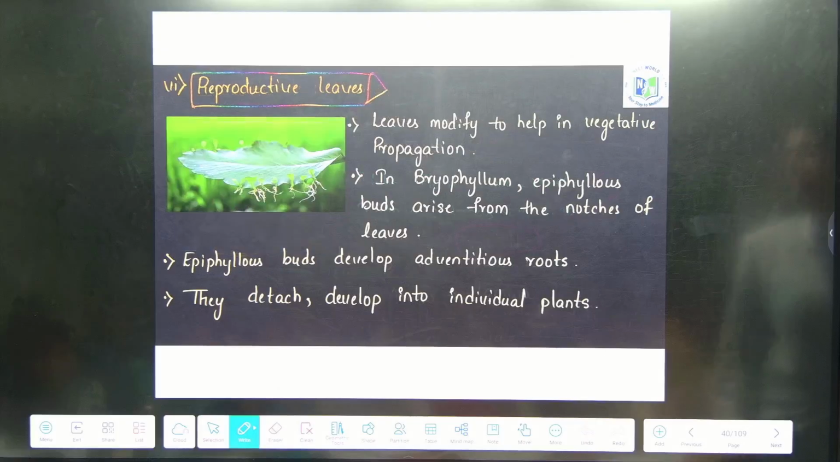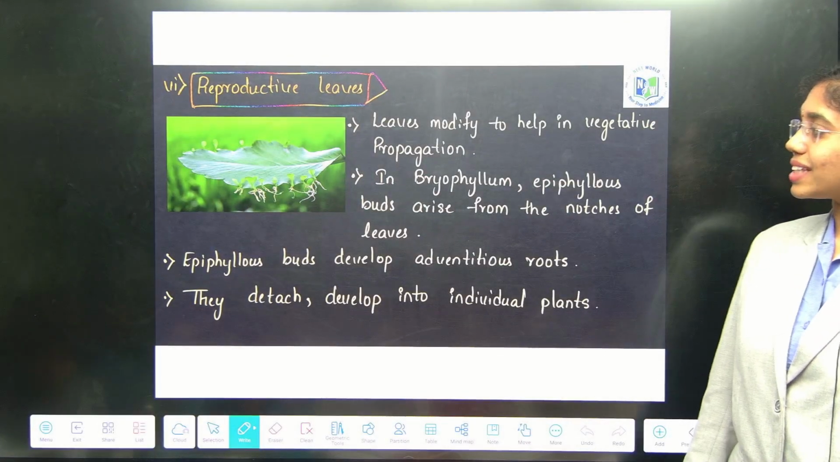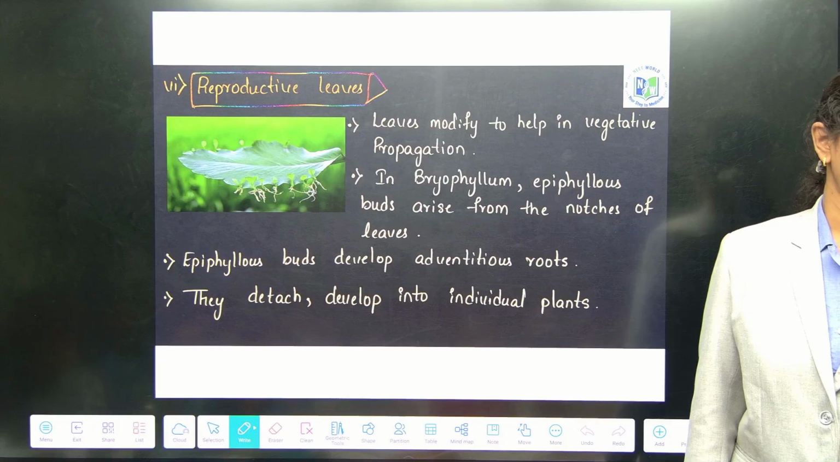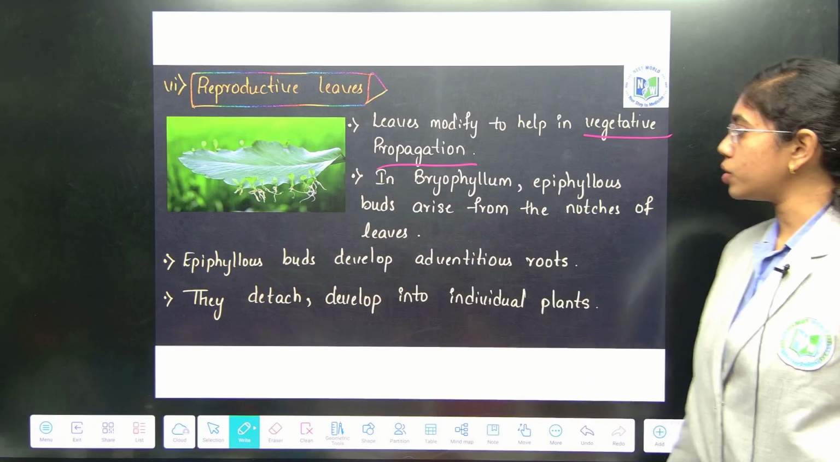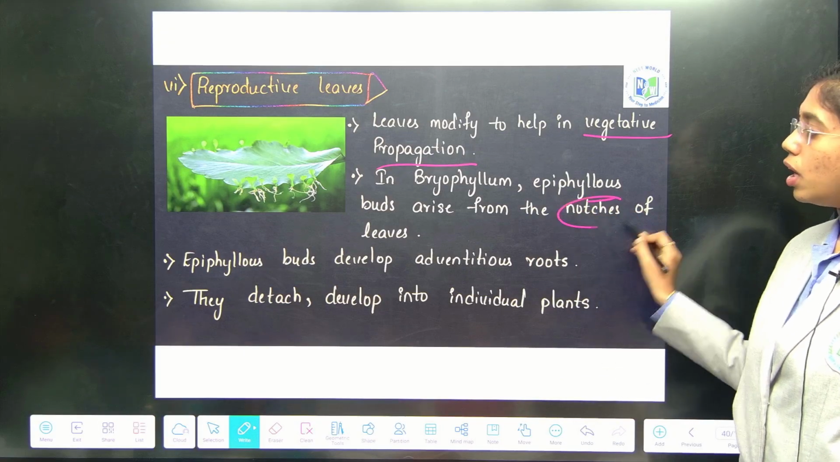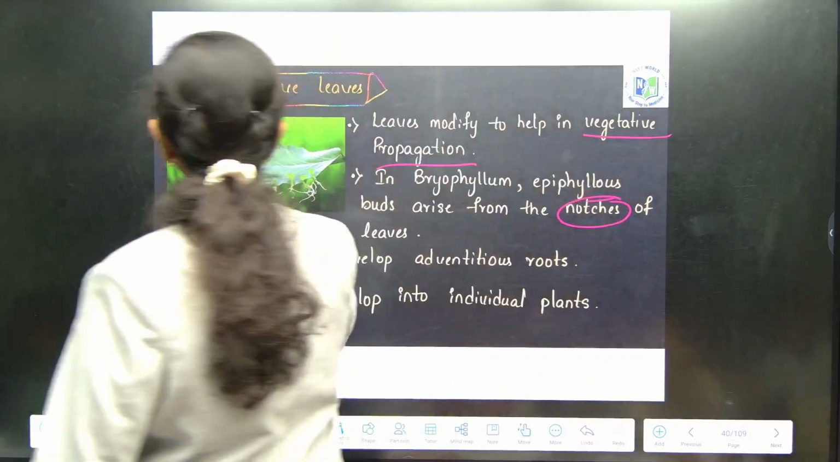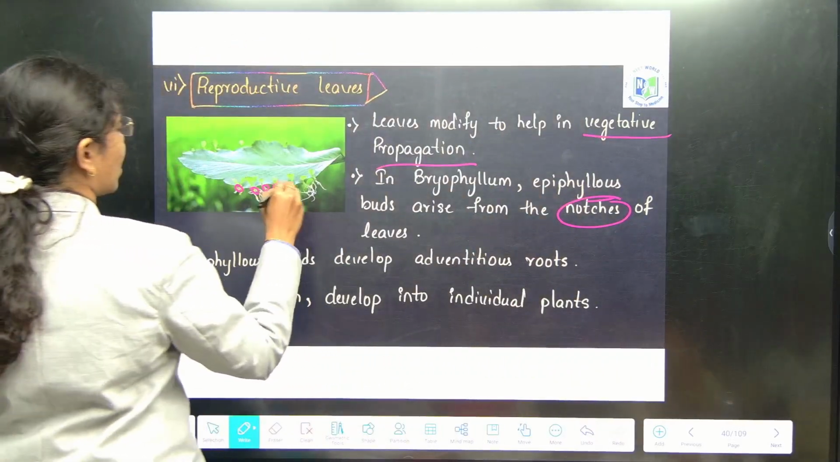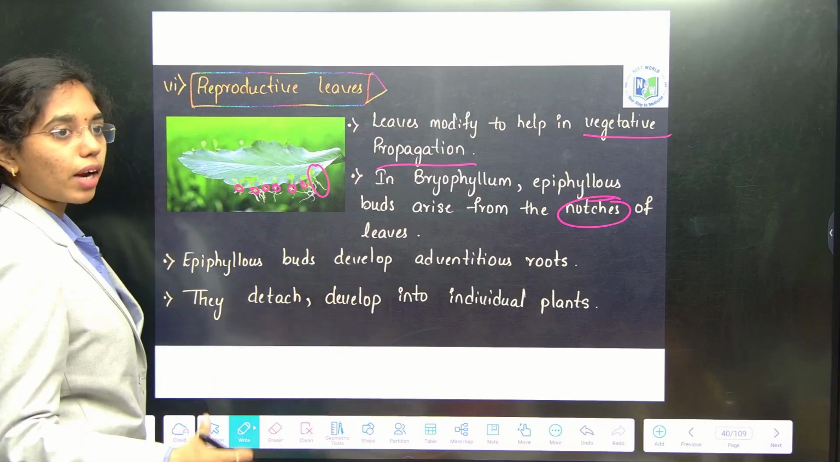Next, reproductive leaves. The leaves which arise at the margins of the main axis. Leaves modified to help what? Vegetative propagation. In Bryophyllum, epiphyllous buds arise from the notches of the leaves. These are the notches of the leaves. Epiphyllous buds will arise, and when they land onto the soil, they give rise to a new plant.